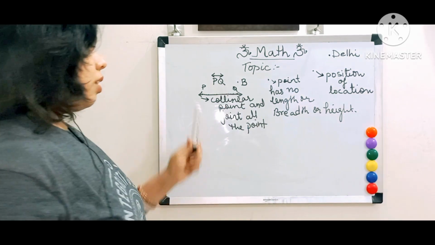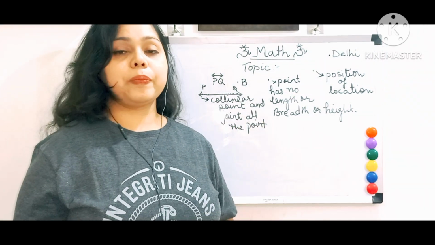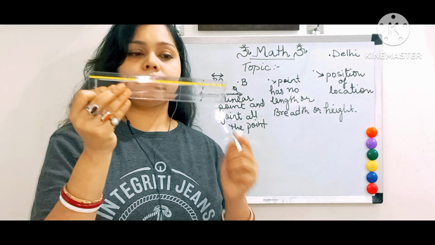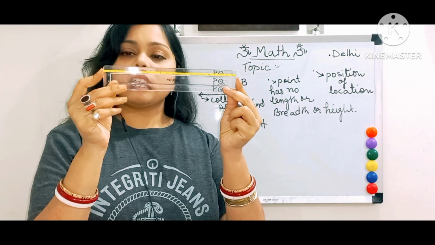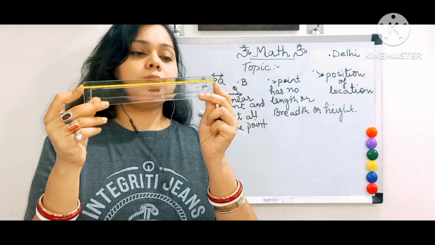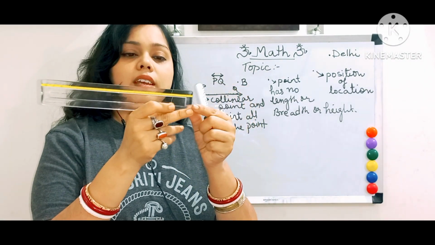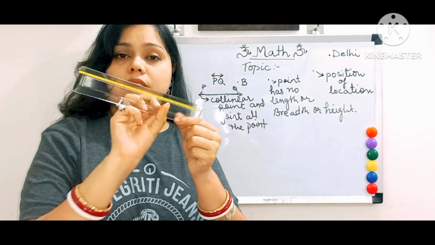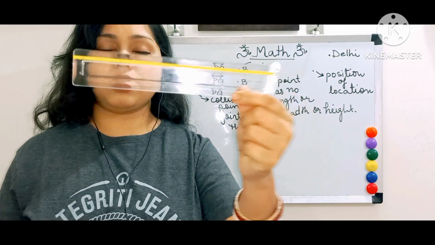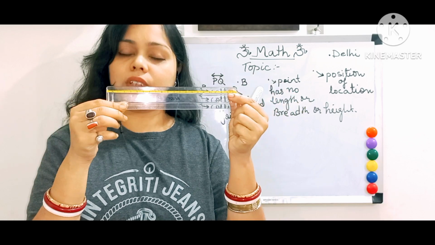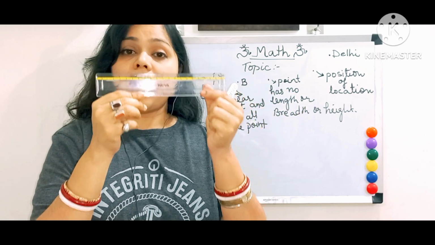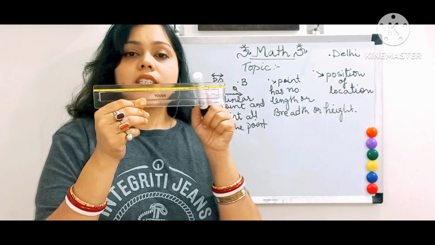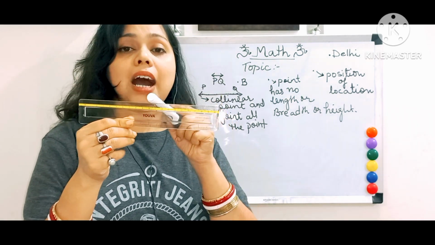So this is all about a line. But I have a ruler. You can see there is a measurement on the ruler. That means this ruler is 20 centimeter. It has a length of 20 centimeter. It cannot be extended from both sides. It has its defined length, right? So you can say it is a part of a line.